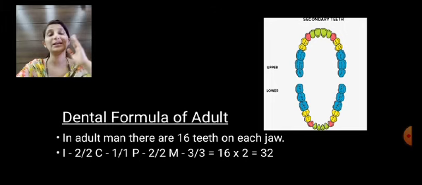So on one side, the upper jaw is lodging 8 and the lower jaw is lodging 8. So 16 on one side. So 16 plus 16, you get 32. So 16 teeth on the upper jaw and 16 teeth on the lower jaw. So the total number of adult teeth is 32.